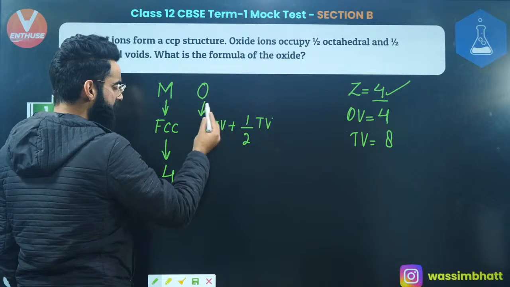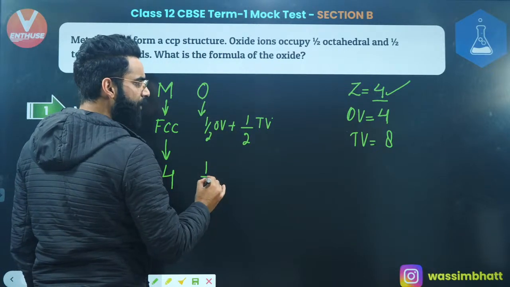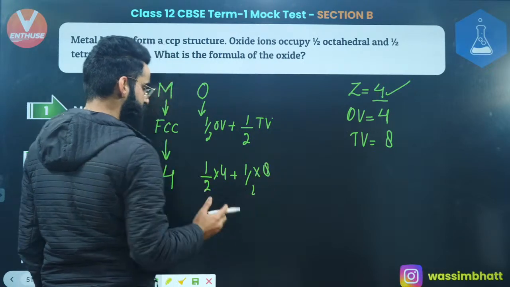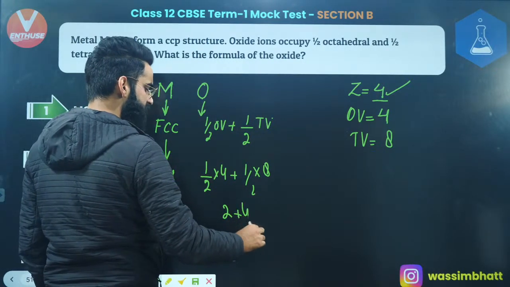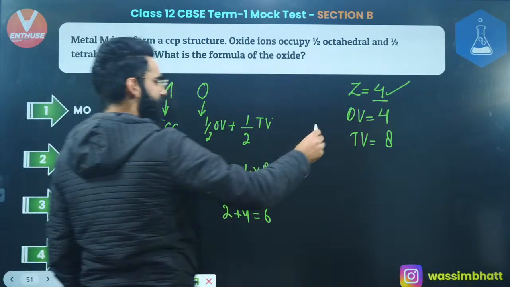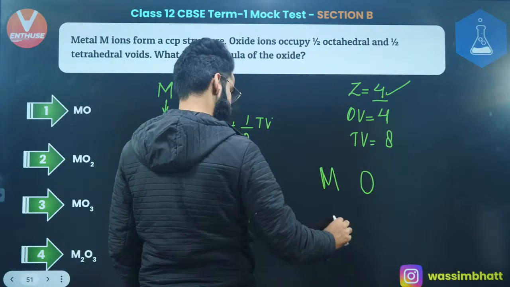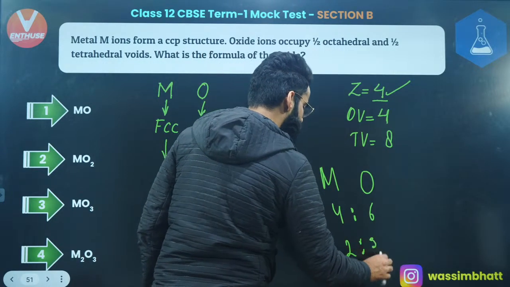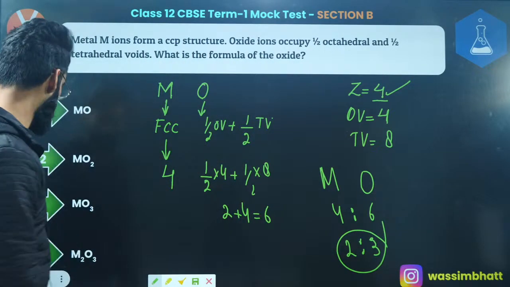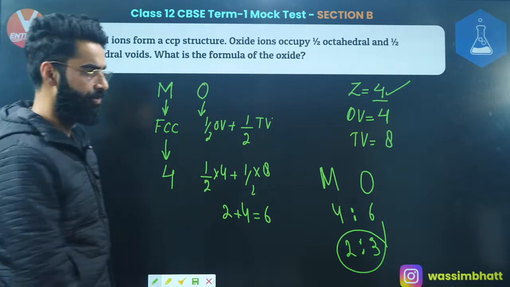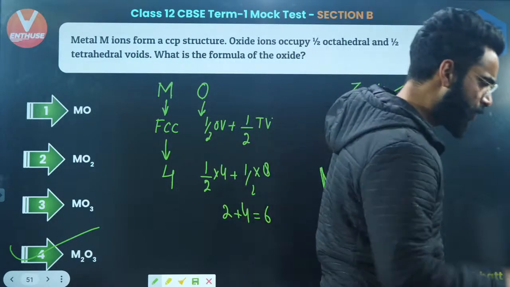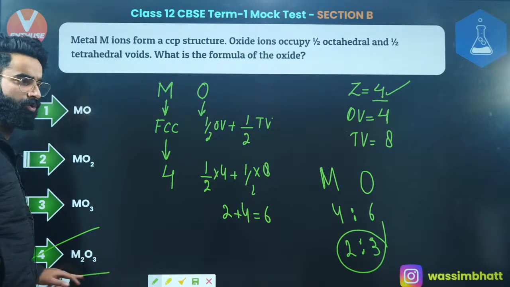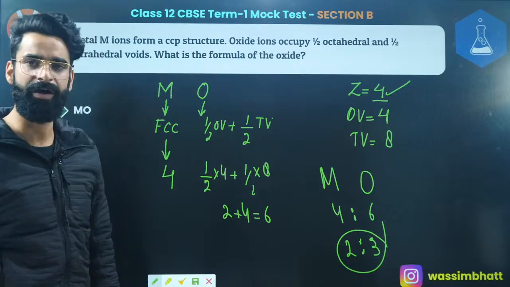O ions are occupying half of the octahedral voids. Octahedral voids are 4, plus half of the tetrahedral voids, which are 8. So this is going to be 2 plus 4, which comes out to be 6. So the ratio is going to be, this is M, this is O, 4:6. 4:6 means 2:3. So M2O3 is going to be the formula of the compound. So which option satisfies it? Option D. So the majority of the students were perfectly correct. Yes, it's absolutely going to be M2O3, which is the actual formula of the compound.